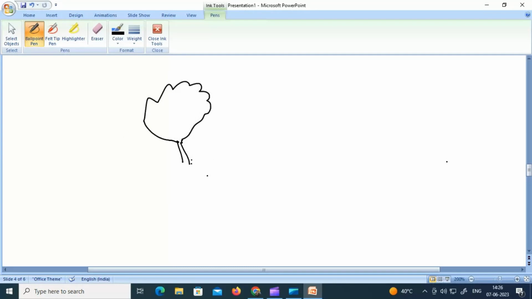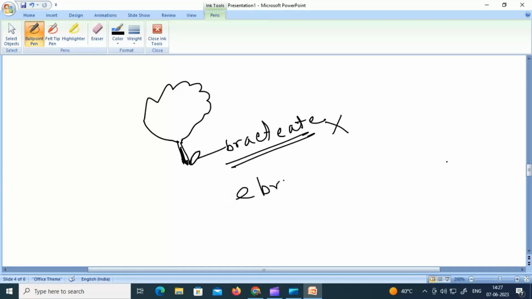And in this flower, bracts are actually reduced leaves found at the base of the pedicel. Here, this is the pedicel portion, and just at the base one leaf-like structure will be present. That type of reduced leaf-like structure is called bracteate. If this type of bract is not there, then it will be called e-bracteate. E means eliminated, so bracteate and e-bracteate. So this term is over.